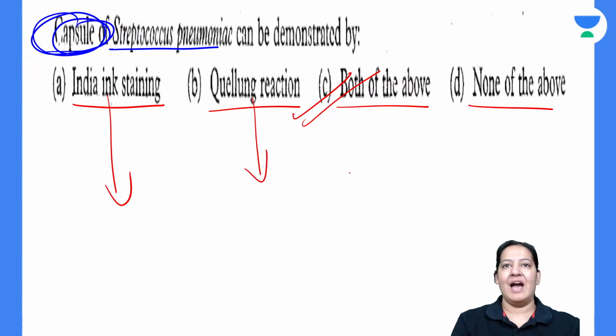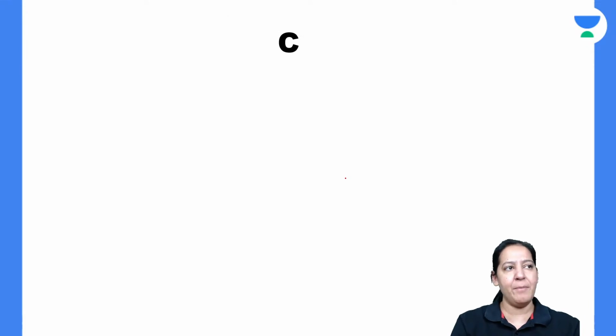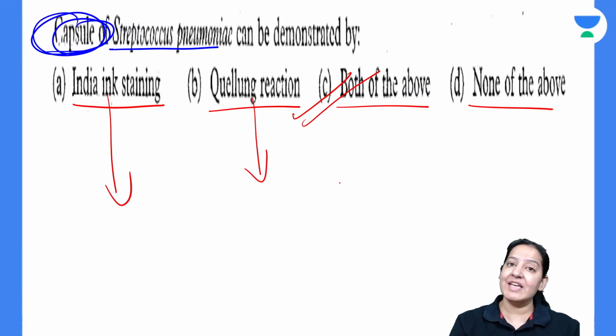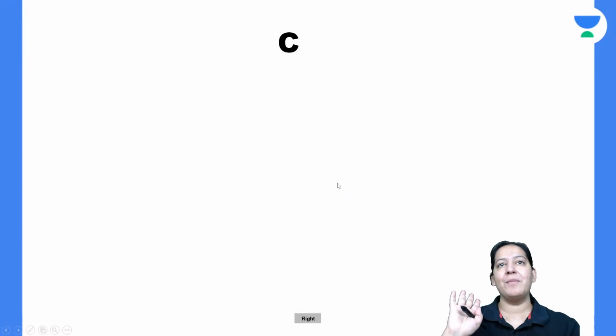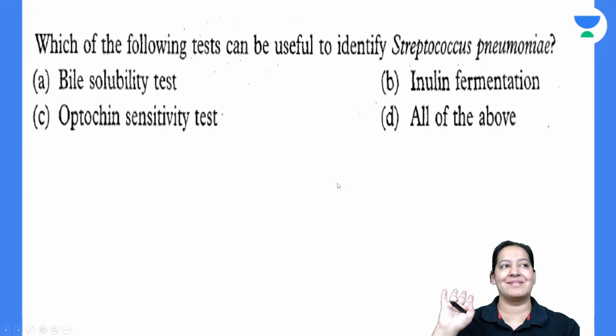So I will go with C. The correct answer here is C. You got my point? We can demonstrate the capsule using negative staining also, in which we stain the background, so the capsule will be visible. In the last lecture, I showed you the diagram of the India ink also, right? If you have attended my last lecture.